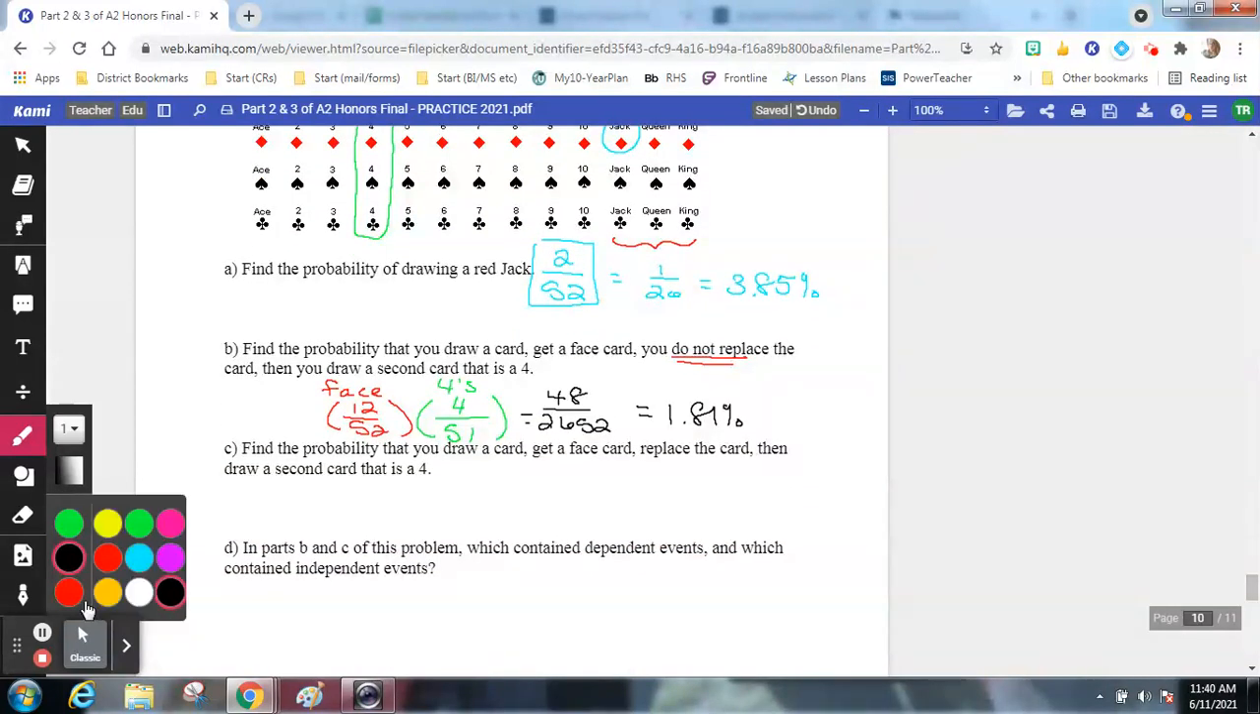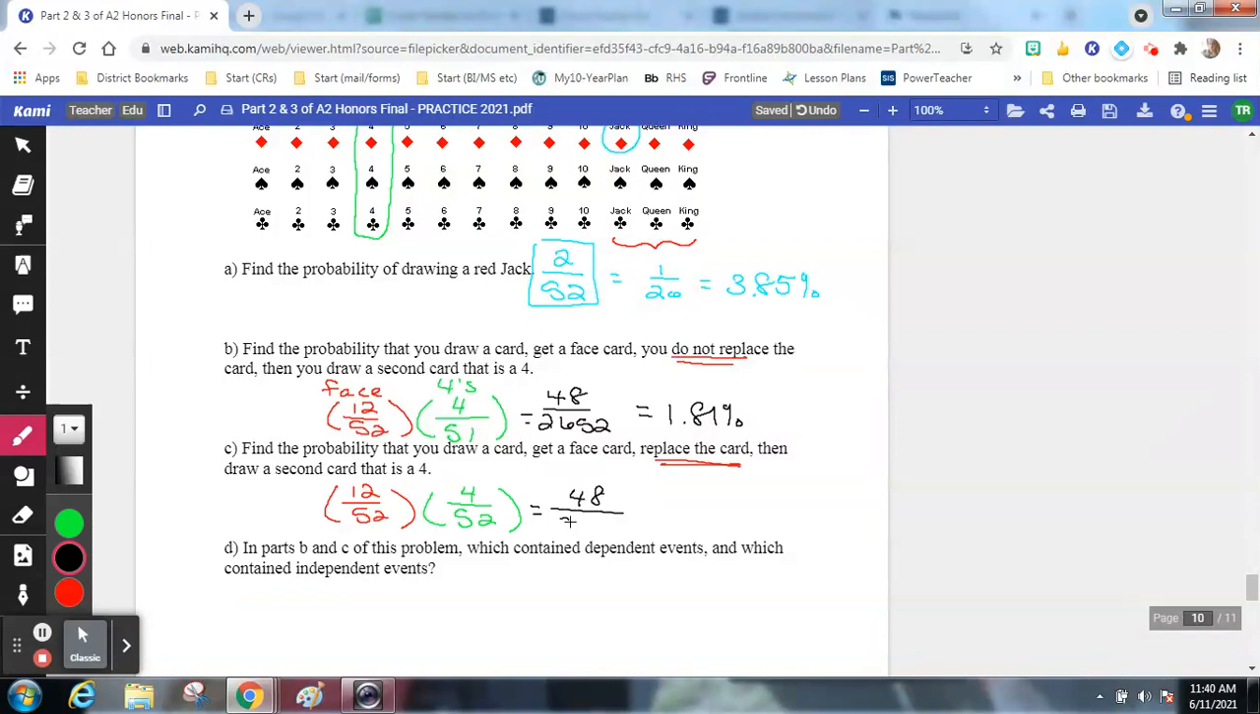Part C, now it says you're replacing the card. So the only difference is on your second draw, instead of being 4 out of 51, it's 4 out of 52 because I replaced the card. I put it back in the deck. So I still had 52 to choose from. And again, you would multiply it across. I don't care if you give it to me as a fraction or a decimal or a percentage. I will accept all the options.